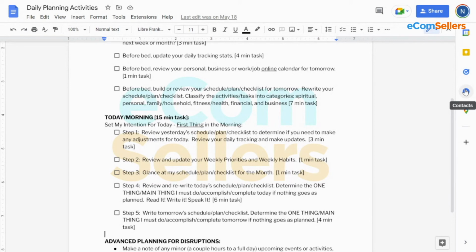Then step 2 of this process is to review and update your weekly priorities and weekly habits. What are those weekly priorities and or habits that you are working on building and getting more consistent about? What are the priorities for this week? What is the one thing that you definitely need to get done somewhere this week, no matter what?